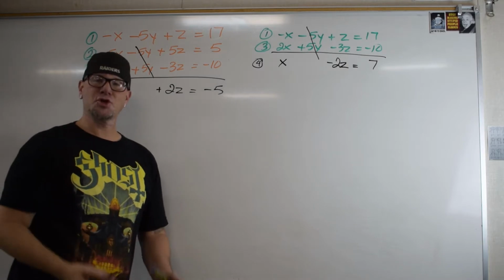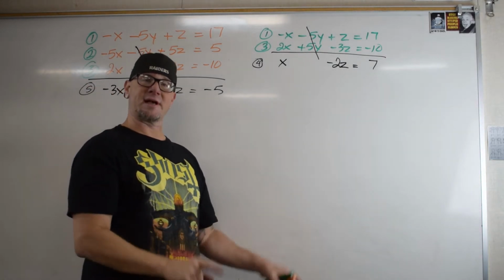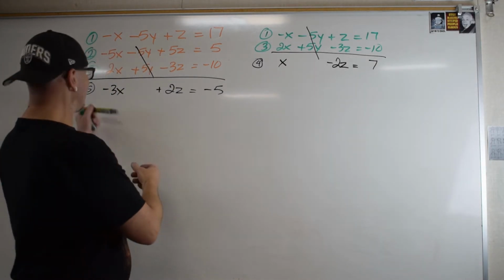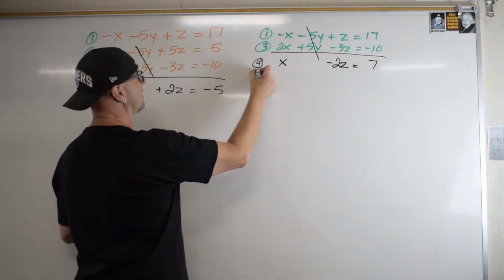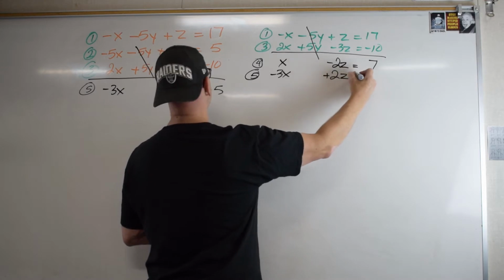So now we have those two equations with only x and z. So now we can do what we did in 7.1 and solve by substitution or elimination. So I'm going to bring this over and write it underneath the other one. So negative 3x plus 2z equals negative 5.